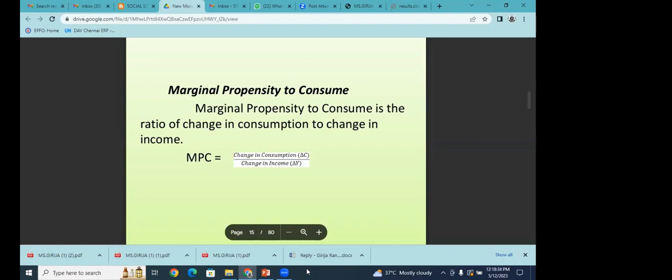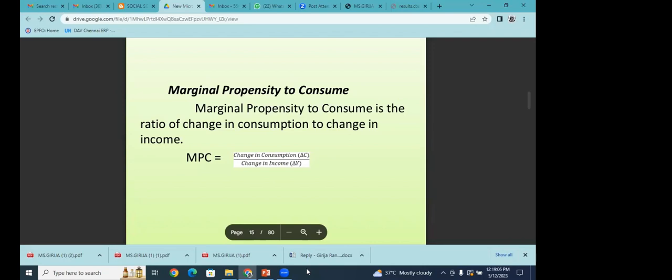Okay, sir. In that case, MPC can be equal to 1. Marginal propensity can be equal to 1 when the entire increased income is consumed. That can happen. See, a person's income is very low and a marginal increase in his income, we can't expect him to save. That increased income also he will consume. In that case, the MPC will be equal to 1.